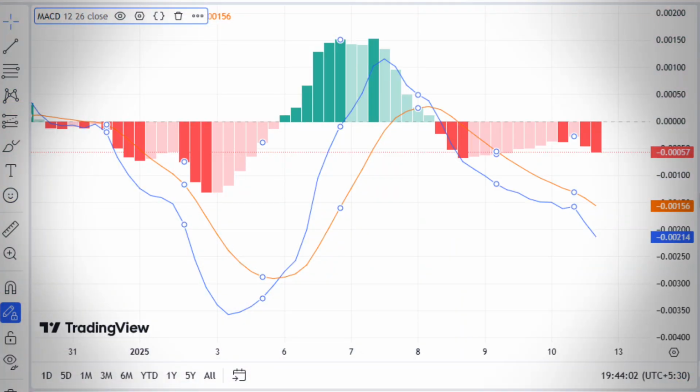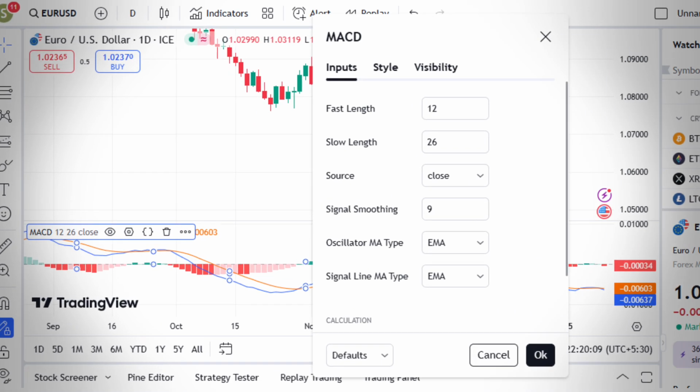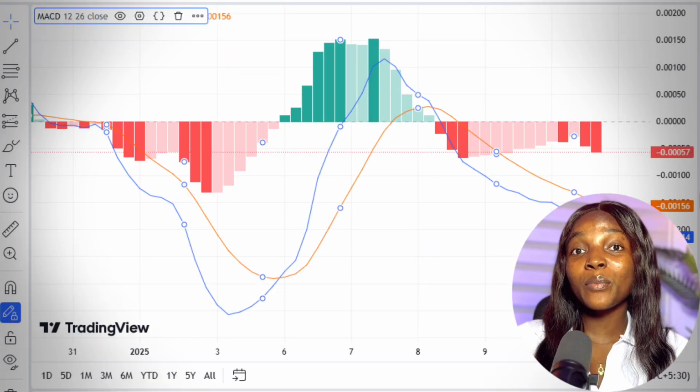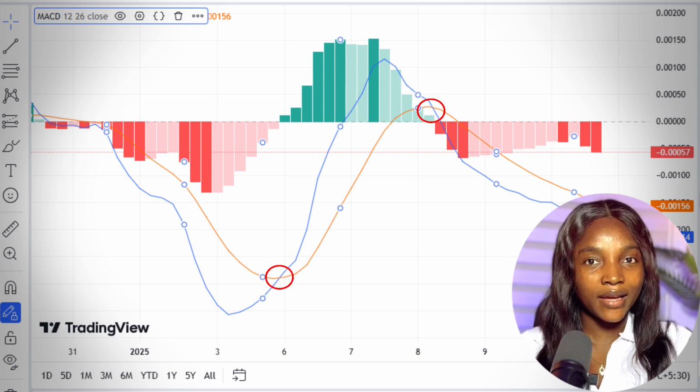Now the signal line. The red line on the MACD indicator is called the signal line. Usually, the signal line is a 9-period EMA. However, you can decide to change the input whenever you wish. The signal line helps to identify potential buy or sell signals as it crosses the MACD line.